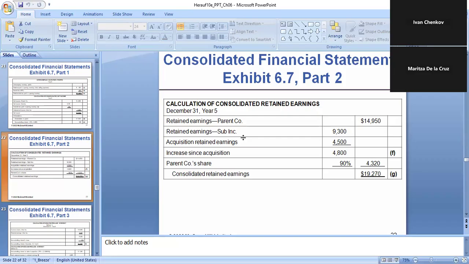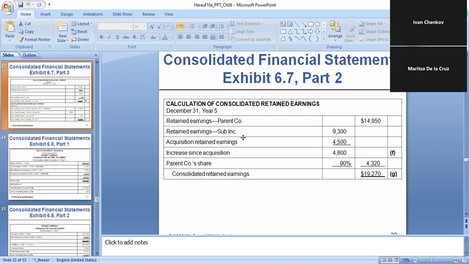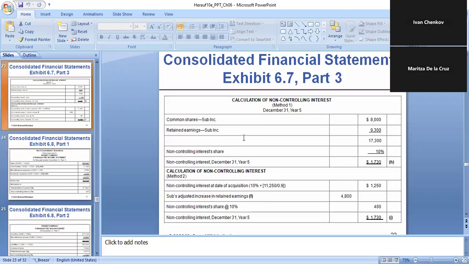Out of that increase, only 90% belongs to us, and we're going to add it to our retained earnings, and we're going to get the consolidated retained earnings. So that's how you're getting the consolidated retained earnings. Now, on the consolidated financial statement, the next thing that we're going to do is get the common shares of subsidiary, retained earnings of subsidiary. We're going to check how much is the non-controlling interest, and we're going to show that calculation.